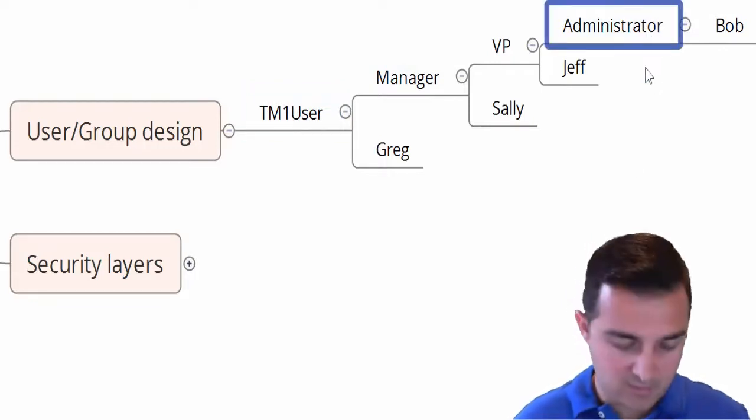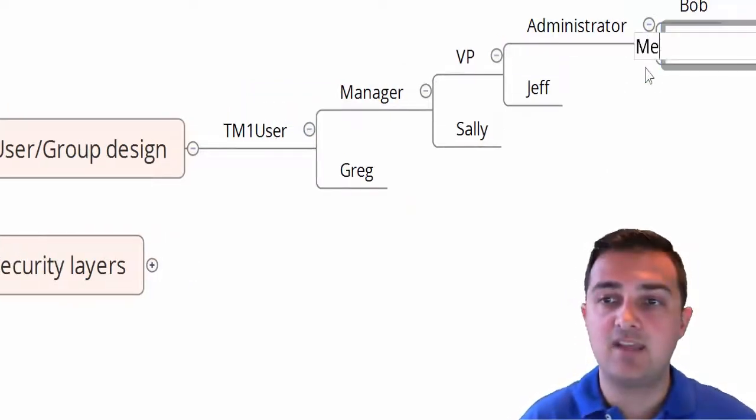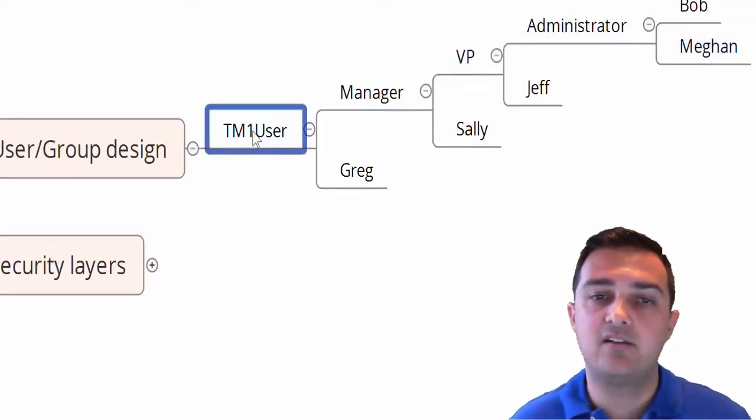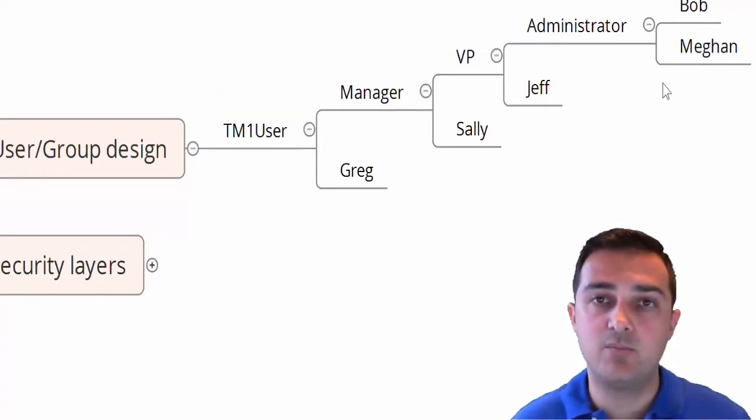Down the road, if we want to add another user named Megan, we can just add Megan as an administrator, and then Megan automatically gets access to all the items for which her group membership gives her permission.